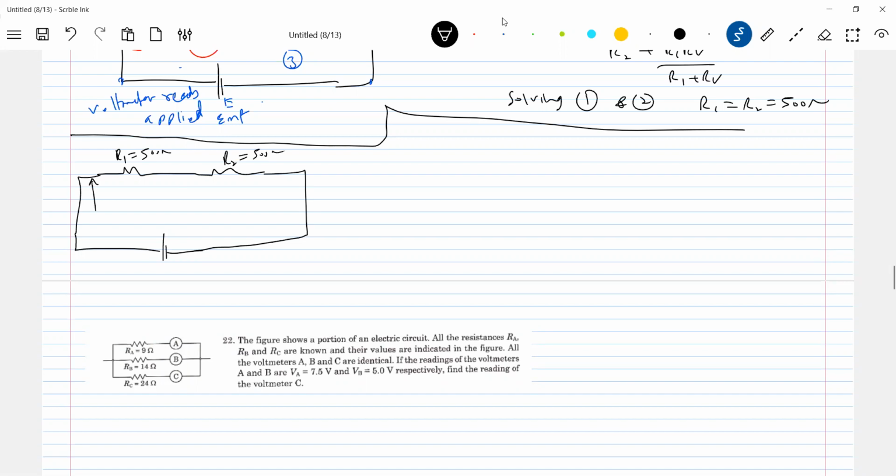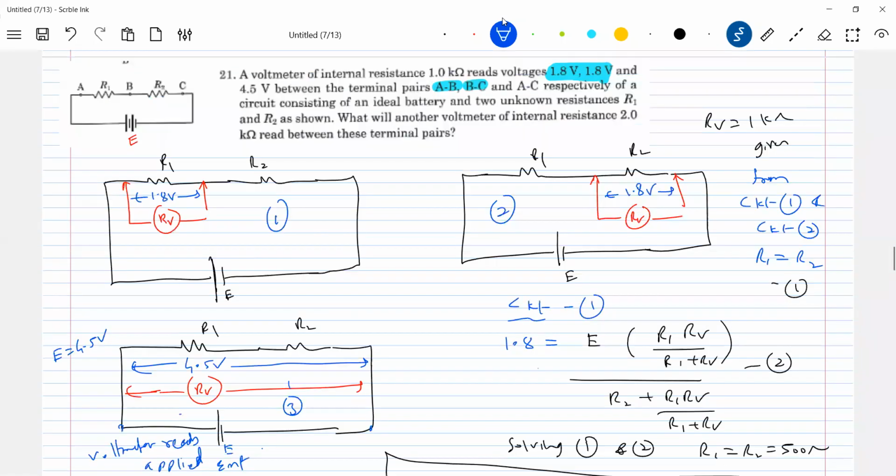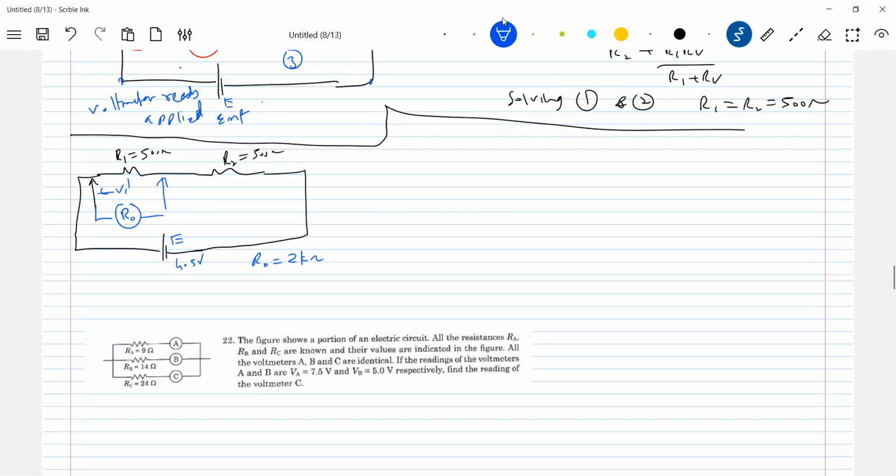So another voltmeter I'm going to bring. RV dash or anything you can write it. There's another voltmeter. So what is the value of R naught? R naught is given and the value of E we know, 4.5 volt. R naught is 2 kilo ohm. So this V1 dash we have to calculate. So what is V1 dash? V1 dash should be equal to, yeah.